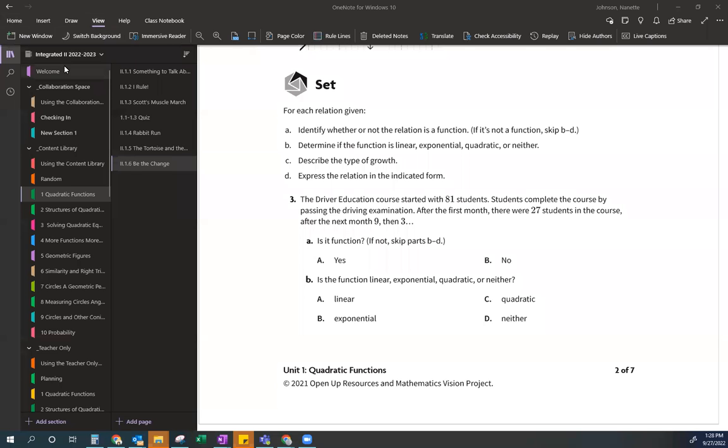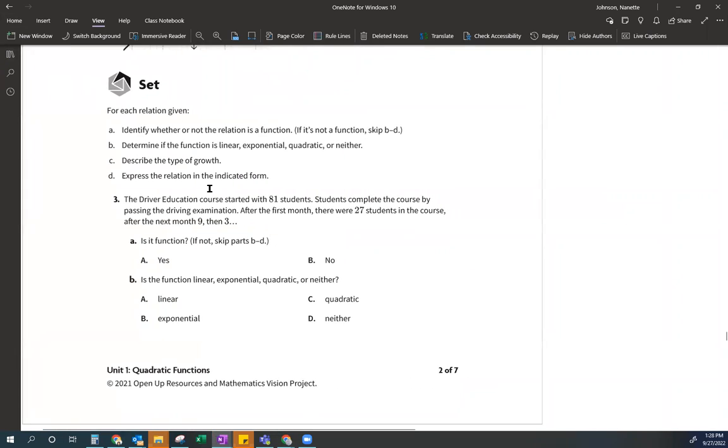Okay, so we're going to go over 1.6, number 3, and number 4. So this one says, identify whether the relation is a function or a relation, okay? And then I want you to determine if the function is linear, exponential, quadratic, or neither. Then I want you to describe the type of growth and then express the relation in the indicated form. So it sounds like a lot, but don't worry.